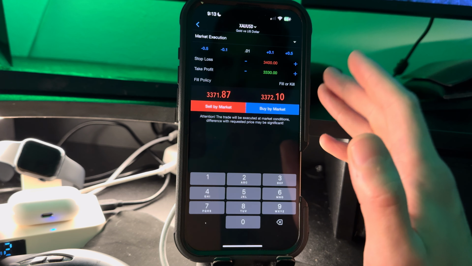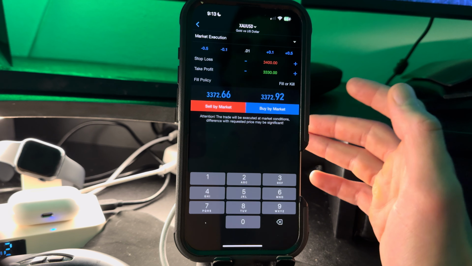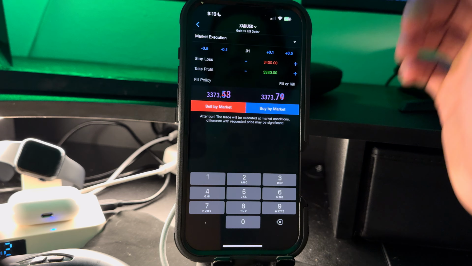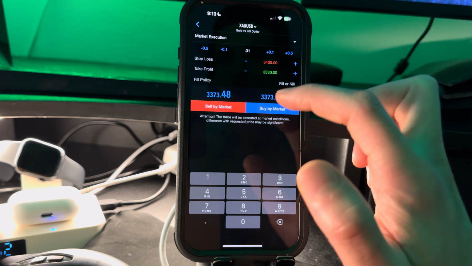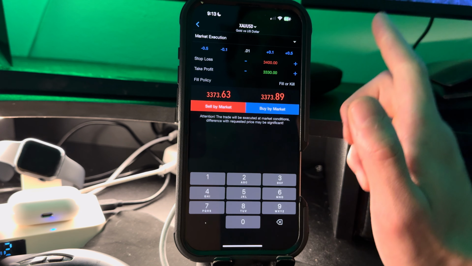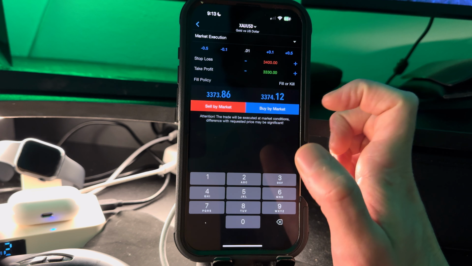I know it's moving quick. You don't have to be perfect with your entries, all this stuff. Sometimes you got to be quick with your entries though too, when you're trading a pair that's volatile like this. We're going to go over a slower pair after this.